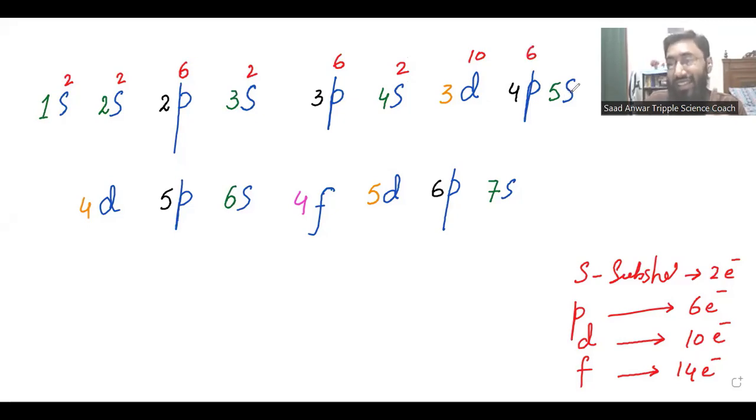In 5s, remember we always put a maximum of 2 electrons. It means s cannot have more than 2. In 4d, this is a d subshell, so I will put 10 electrons. In 5f, I will put 6 electrons. In 6s, I will put 2 electrons. In 4f, I will put 14 electrons. In 5d, I will put 10 electrons. In 6p, I will put 6 electrons. This is 7s. Remember, the S subshell always accommodates a maximum of 2 electrons.